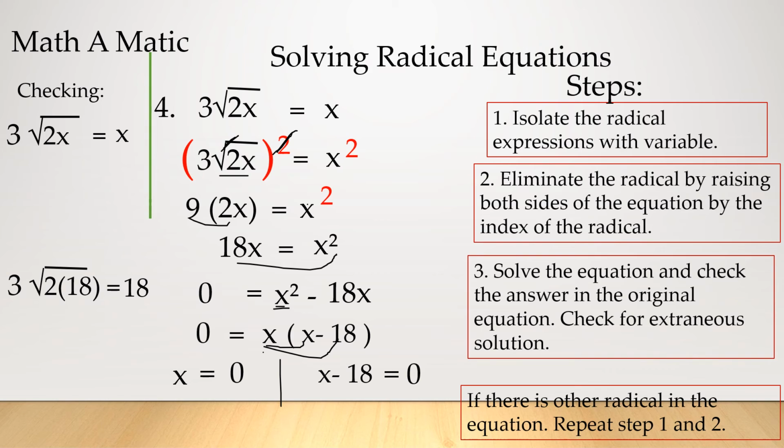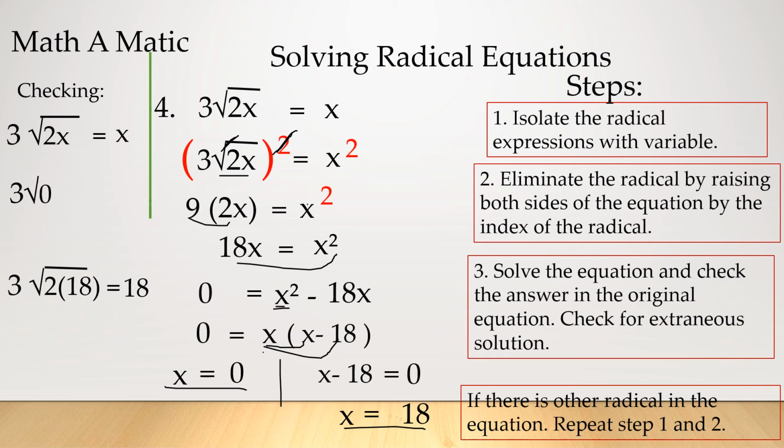Okay? Now, we have here x is equal to 0. But we have another value of x, which is x is equal to 18. Look at this one. We have now two values of x. Now, we need to check if these two values of x will make the equation true. So, let's check. So, that's the original.